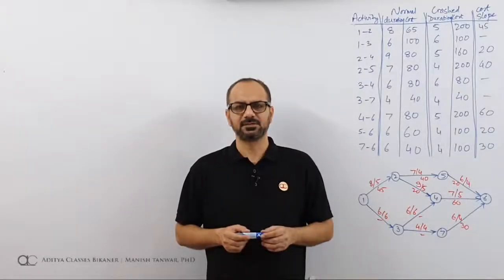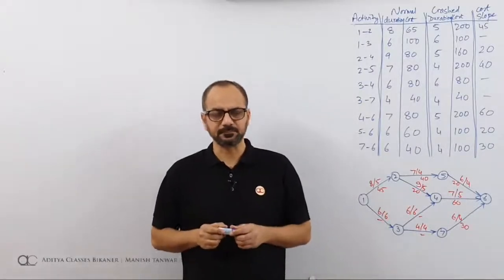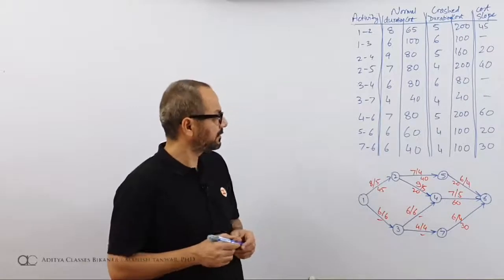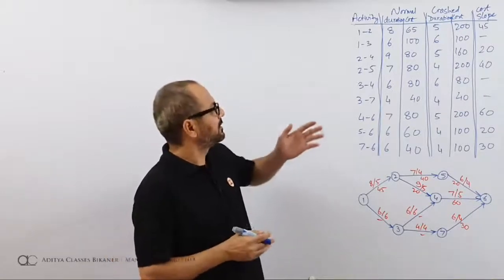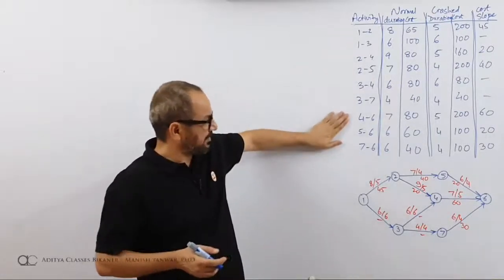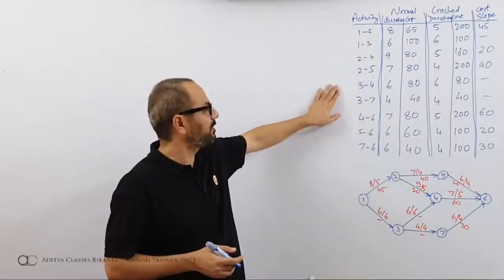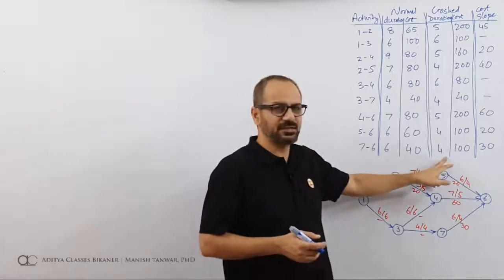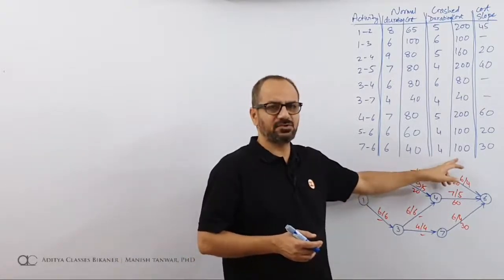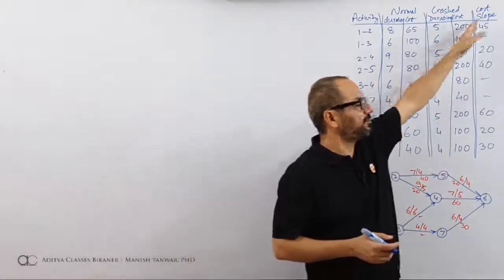Hello and welcome to our discussion on crashing of a PERT network. Now in the last lecture, where we were introducing the concept of crashing, we took this example where we have a network with the relationships 1 to 2, 1 to 3, 3 to 4 and so on. We have their normal durations and crash durations, we have their normal costs and crash costs, and then we also found out the cost slope.